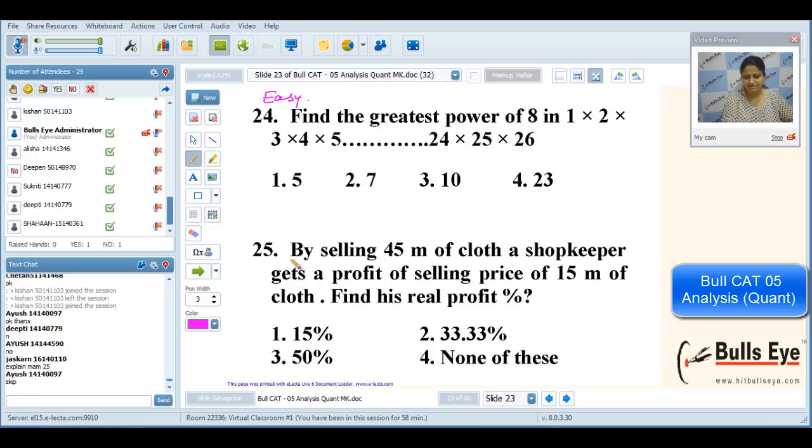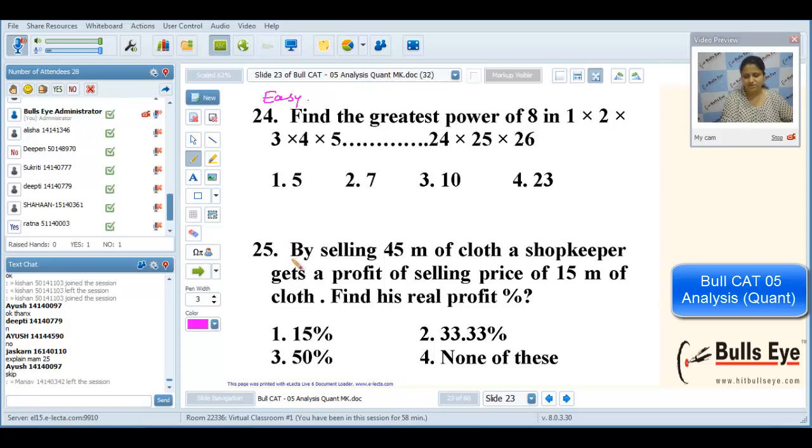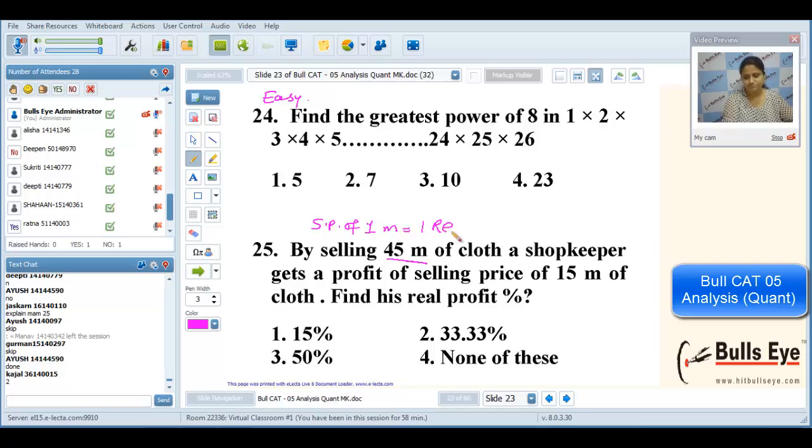Yes, just currency. By selling 45 meter of the cloth, a shopkeeper gets a profit of selling price of 15 meter of cloth. Find his real profit percentage. I am taking the SP, selling price of 1 meter of cloth, as 1 rupee. You can take anything, you'll get the same answer because it is a percentage question. Now, according to this question, what is the total selling price? 45 rupees.